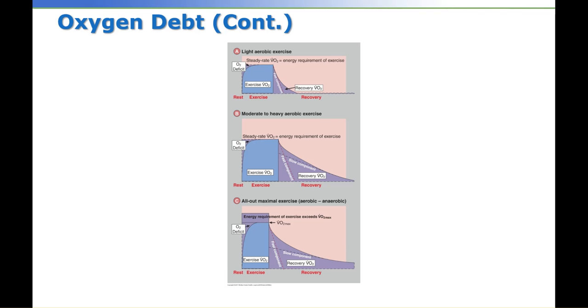And then if you go to the all-out maximal exercise, aerobic, anaerobic, you see that either one, you have that fast component and your slow component, okay? And you also see your energy requirement of exercise exceeds your VO2 max. So because of that, both of these, the fast and slow component, are taking a long time to basically get back to baseline levels.